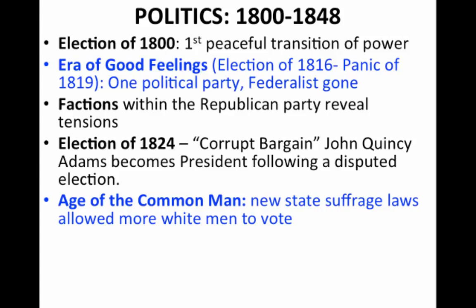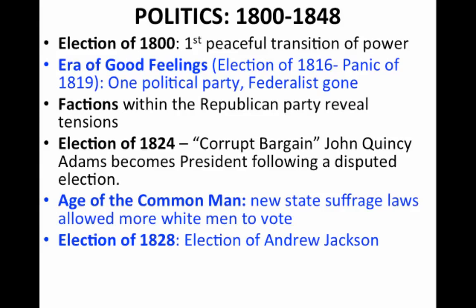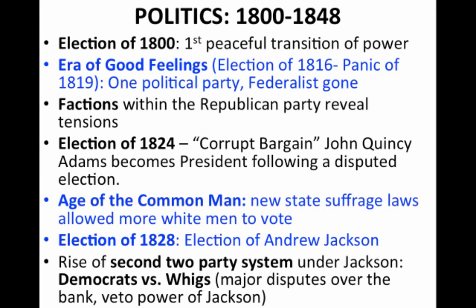All throughout this period, historians have pointed to it as the age of the common man, as new state laws are passed which allow for more white men to vote. And so property requirements are done away with. And so you have this huge increase in the number of people participating in the electoral process. And of course, in 1828, you get the election of Andrew Jackson in a rematch against John Quincy Adams. And during Jackson's presidency, you have the rise of the second two-party system, where under Andrew Jackson, the Democrats versus the Whigs. And the Whigs are going to be the opponents of Andrew Jackson.